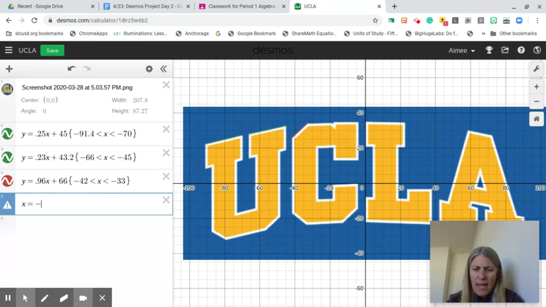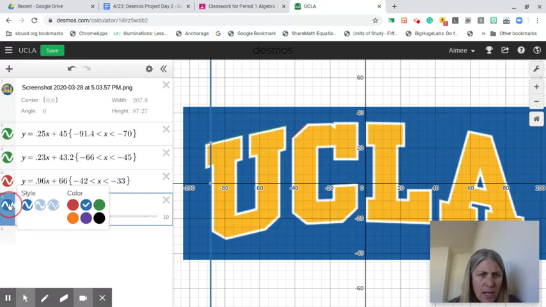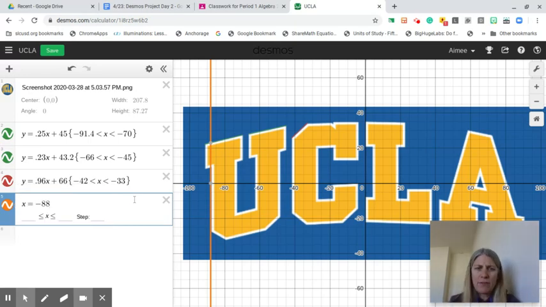It looks like about negative 88. So I'm going to change that color to maybe that orange. And it's going to need to move to the left. So I'm going to try negative 90, negative 91. And that looks accurate for me.